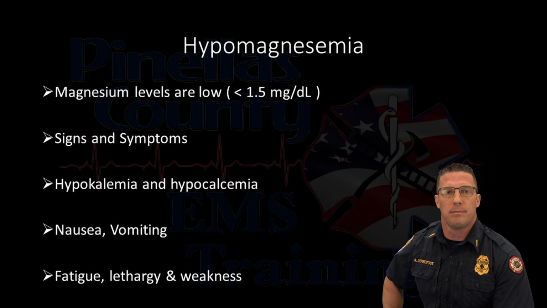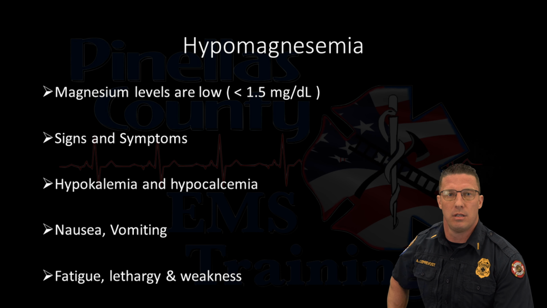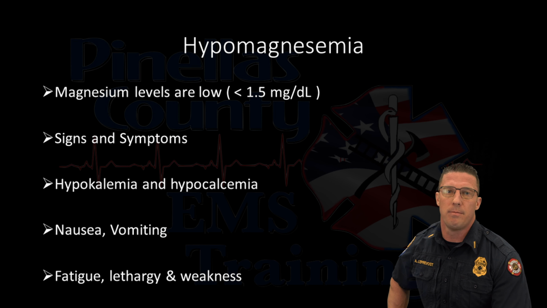Hypomagnesemia. Last, but certainly not least, hypomagnesemia is when the body's mag levels drop below 1.5 milligrams per deciliter. What makes this so important and ties this whole lecture together is what the signs and symptoms are. This imbalance rarely occurs by itself, and it almost always is associated with other imbalances in the body. These are hypokalemia and hypocalcemia. The low calcium levels will remain refractory until the low mag levels are fixed. Early signs of hypomagnesemia are nausea, vomiting, fatigue, lethargy, and weakness.